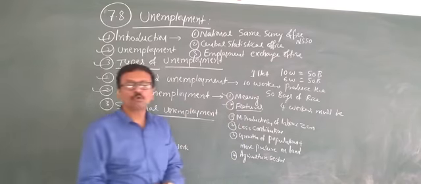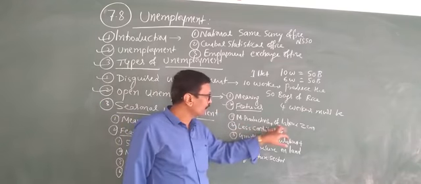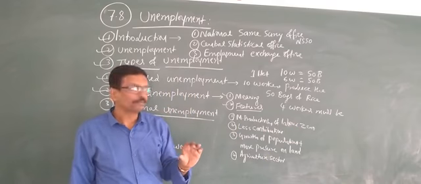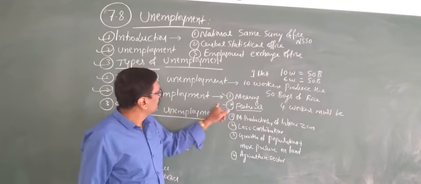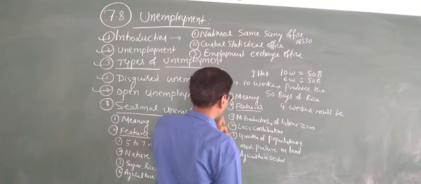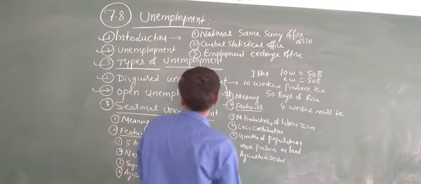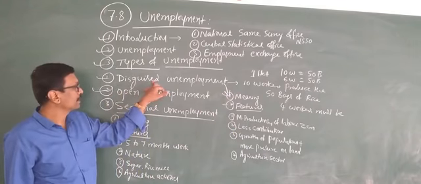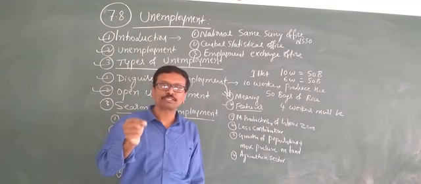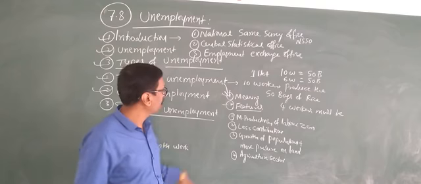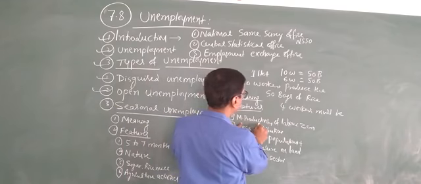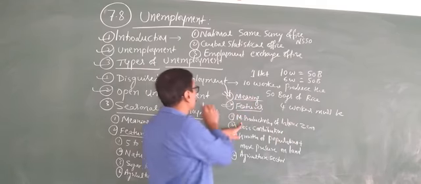Then what are the features of open unemployment? The marginal productivity of labor is 0. Don't get confused; first let us clear up disguised unemployment. Disguised unemployment refers to a situation where an excess of workers work in a particular operation more than actually needed. That is the meaning. Then what are the features of disguised unemployment? The marginal productivity of labor is 0 in the cultivation of land.